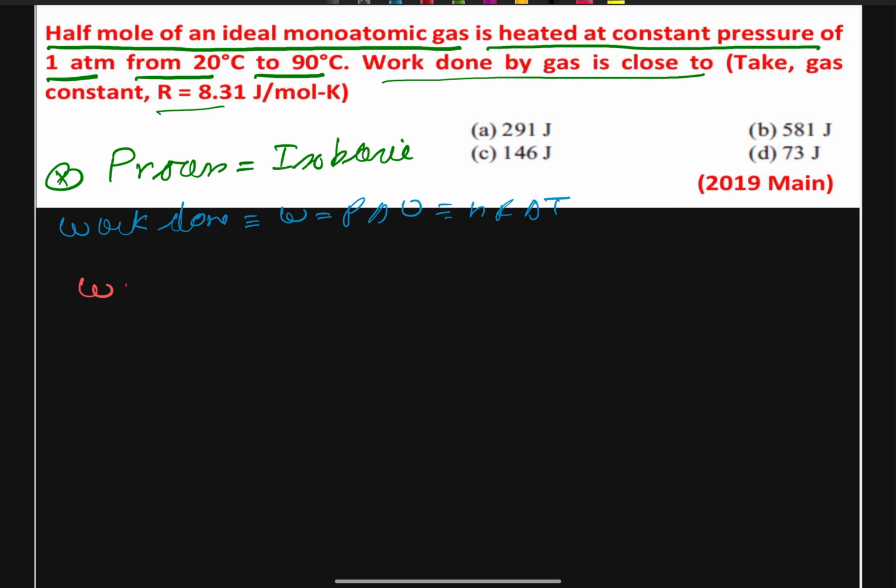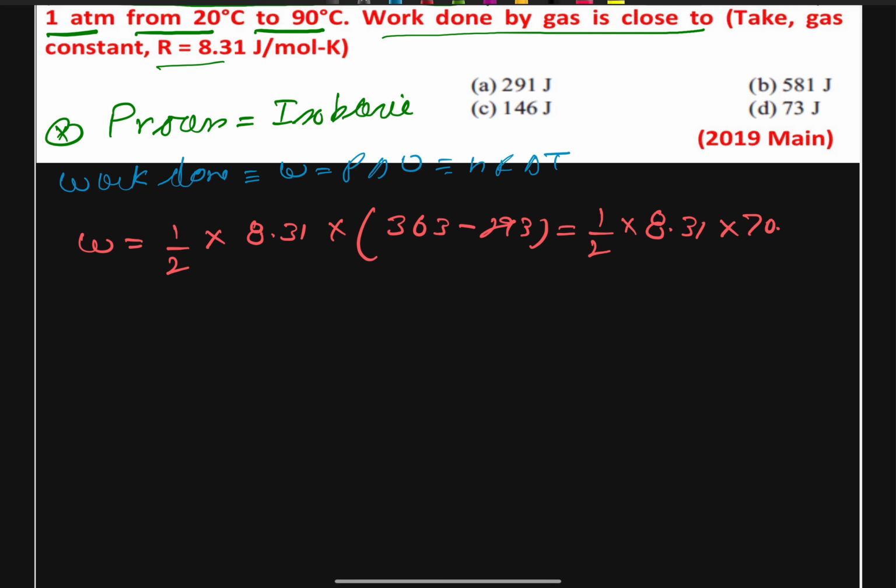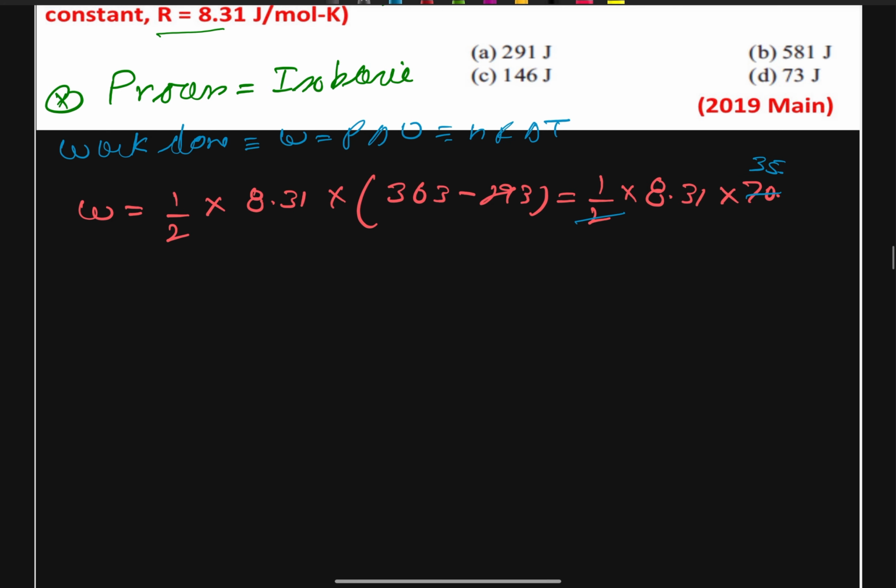So work done, number of moles is half, so it comes as 1 by 2, R is 8.31, and delta T will be 273 plus 90, that is 363, minus 293, so we get half multiplied by 8.31 times 70, and this 70 goes by 35, so we get the work done is approximately equal to 290.85 joules, or approximately 291 joules. So option A is correct.